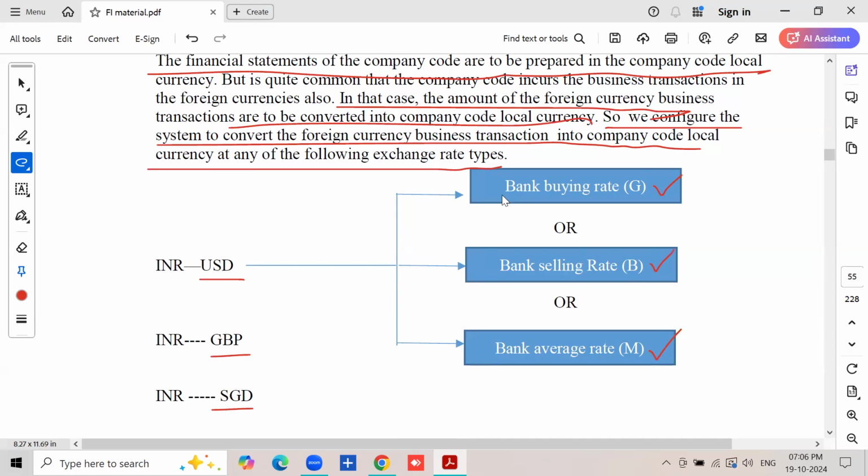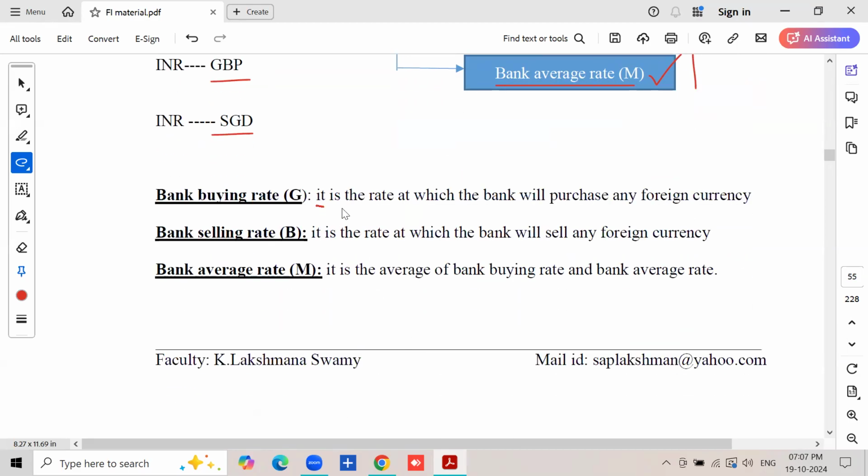So this bank buying rate is represented with the letter G, bank selling rate is represented with the letter B, and the bank average rate is represented with M. So GBM, bank buying rate, bank selling rate, and bank average rate, they are called exchange rate types. So what is bank buying rate? It is the rate at which the bank will purchase any foreign currency. Bank buying rate means the rate at which the bank will purchase any foreign currency.